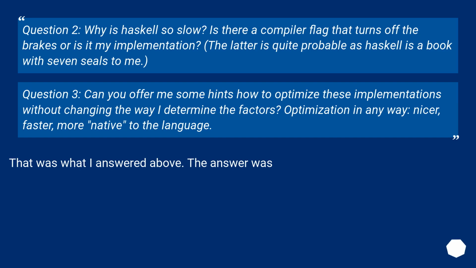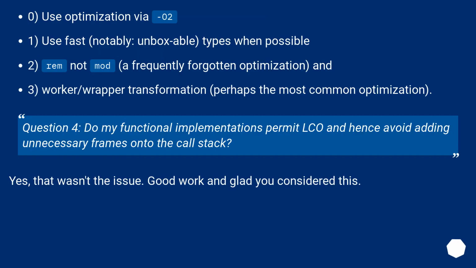The answer was: 0. Use optimization via -O2. 1. Use fast, notably unboxable, types when possible. 2. rem not mod, a frequently forgotten optimization. And 3. Worker/wrapper transformation, perhaps the most common optimization.